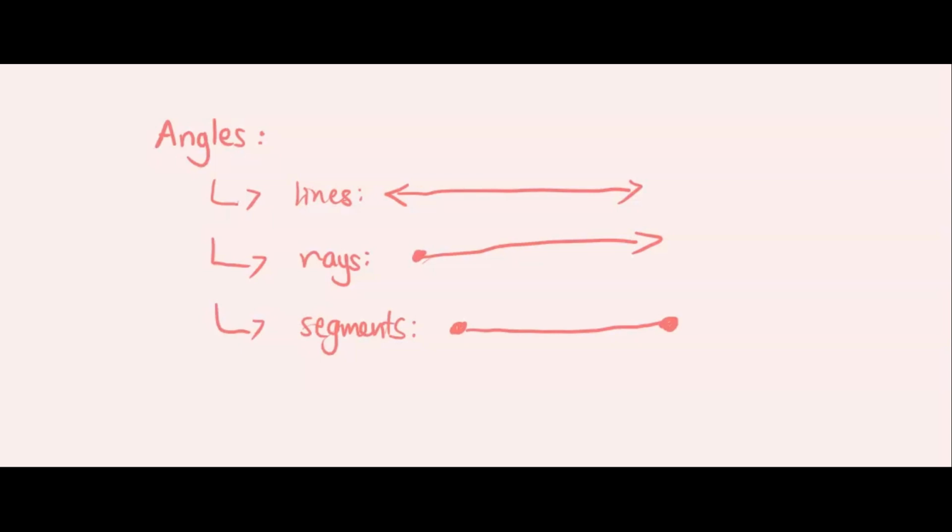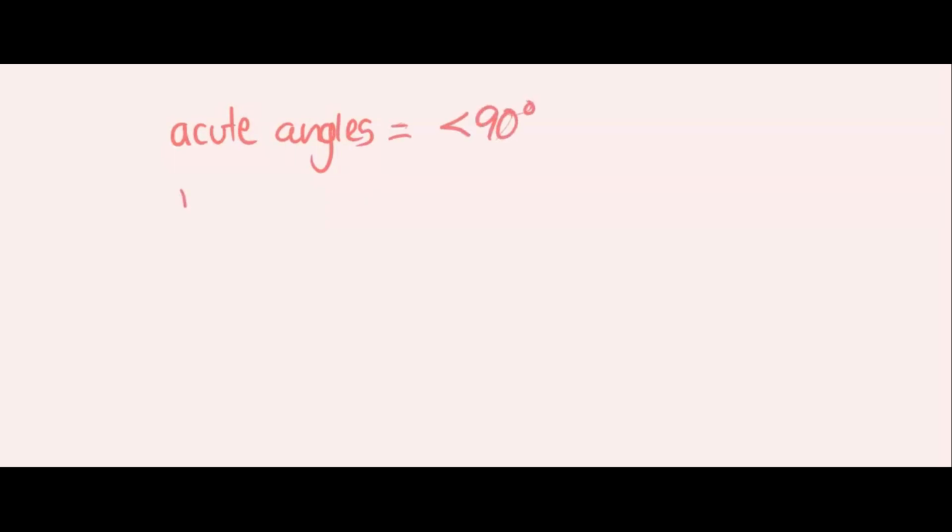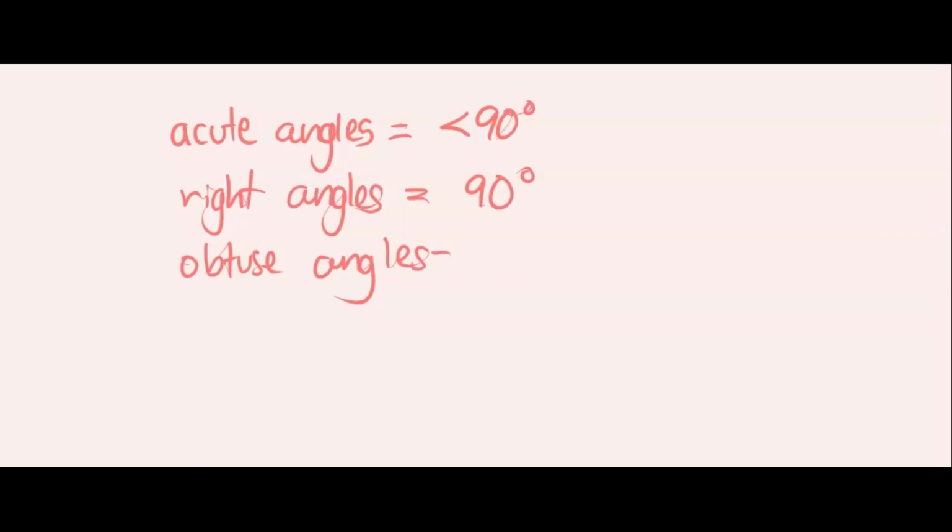That's going to create a bunch of different angles, and you can classify these angles as acute, right, obtuse, and many more. So I'll show you some examples. Let's dive into acute angles. An acute angle is any angle that is under 90 degrees. Then you're going to have right angles. Right angles are 90 degrees. And you're going to have obtuse angles, which are greater than 90 degrees. So these are just some basic angle classifications.